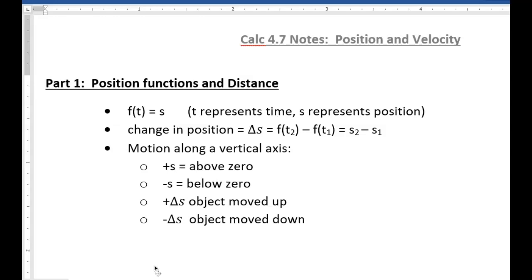So if we're talking about a vertical axis like a y-axis, and you have a positive position, that means you're up there somewhere above the 0, right? If you have a negative position, that means you're somewhere down below. So 0 might be in the middle, right? Positive s's are up here, negative s's are down here. A positive delta s means that it's moving up. So if your change in position is a positive number, that means you're going up. If you have a negative delta s, that means your object went down from one position to another. Okay?